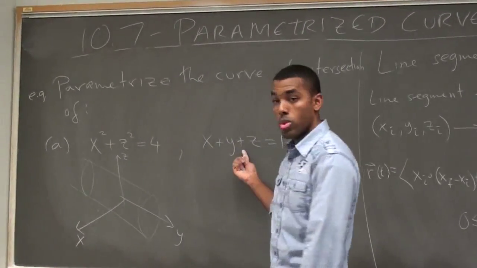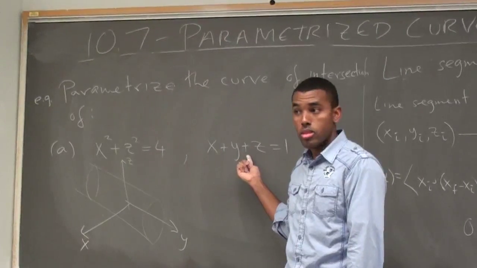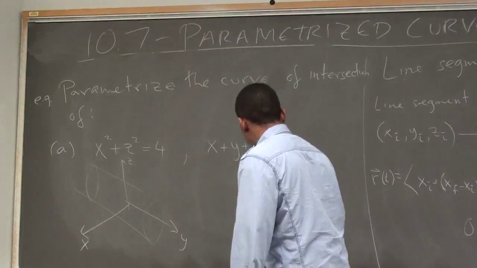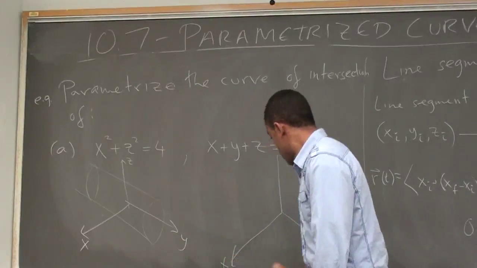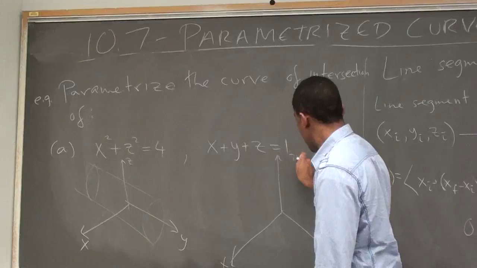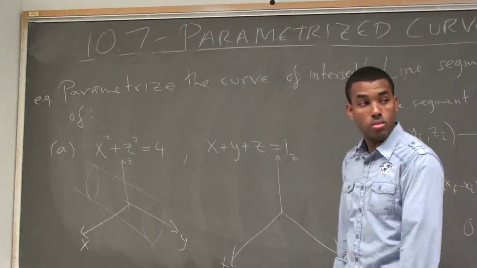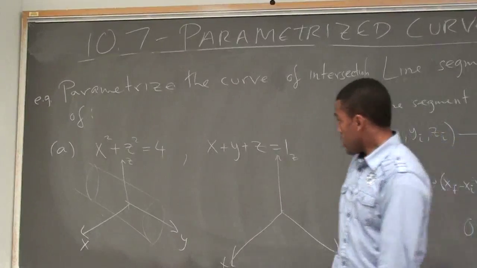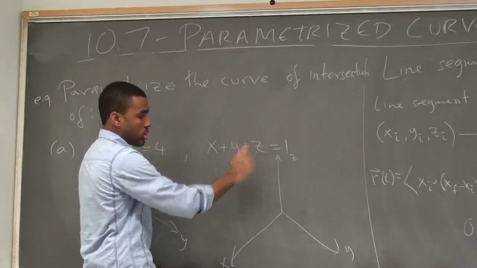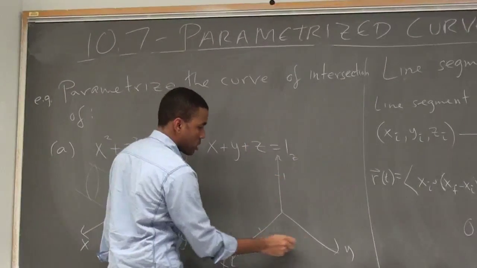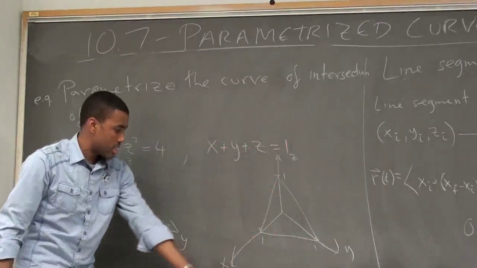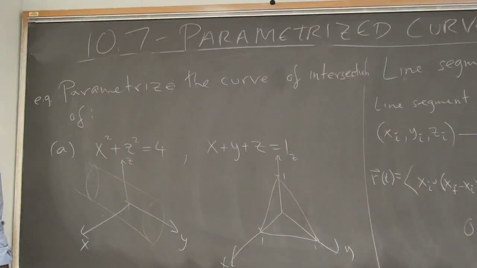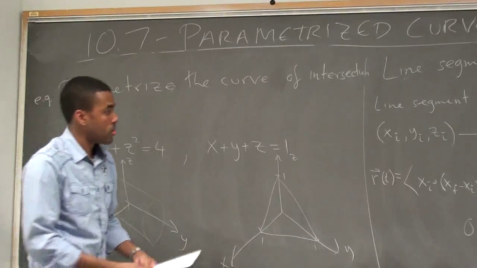And this one, what kind of surface is this? It's a plane. How would you graph it? Plot the points on the axes and connect them. Yeah, let two of them be 0 at a time, and you get z equals 1, y equals 1, x equals 1. You get this plane. So basically, you have this plane slicing through this cylinder, and I want to know what the intersection curve is.